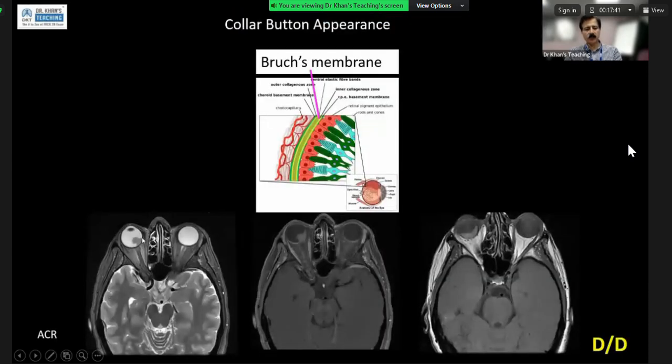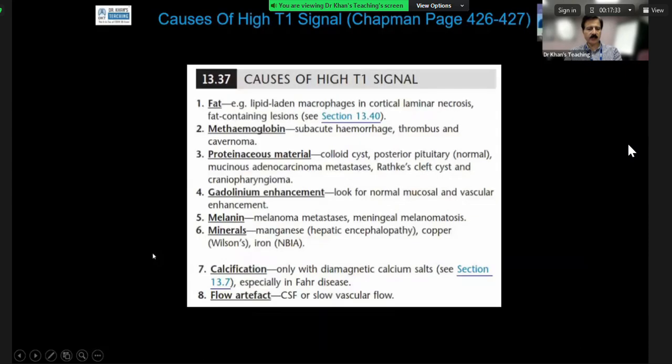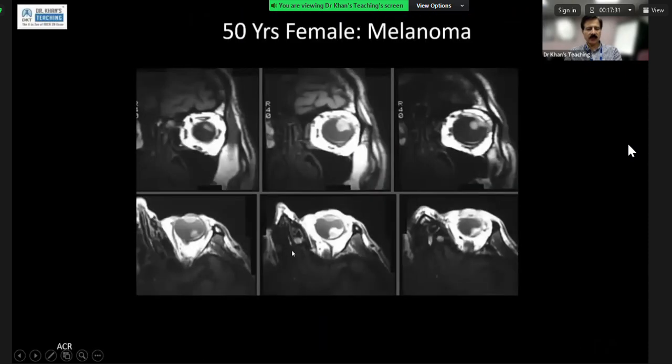But this appearance, where you have this collar button appearance, is quite pathognomonic, because otherwise you might confuse it with retinal hemorrhage and detachment, etc. Another case, and you can see this high signal with classical collar button appearance.